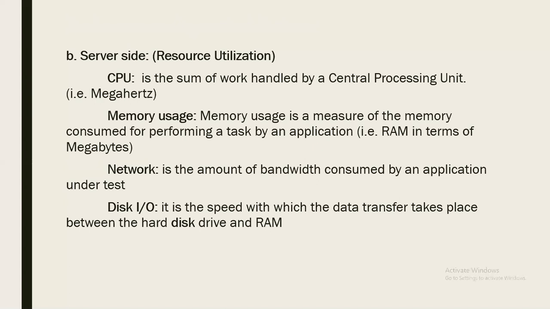Memory usage. It is how much memory is consumed by your application to perform a specific task. That is RAM, in terms of megabytes. Network depends on the bandwidth consumed by the application under test. Disk IO: input output means the speed with which data transfer takes place between the hard disk drive and RAM.